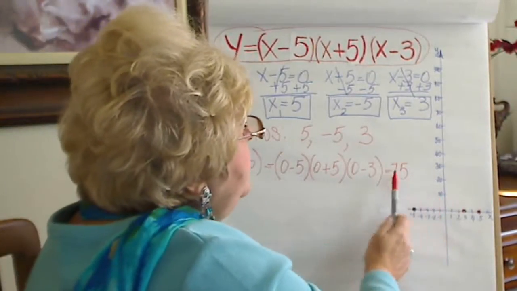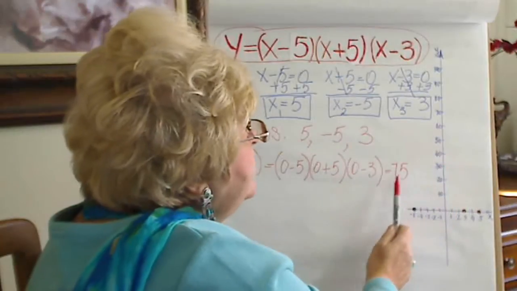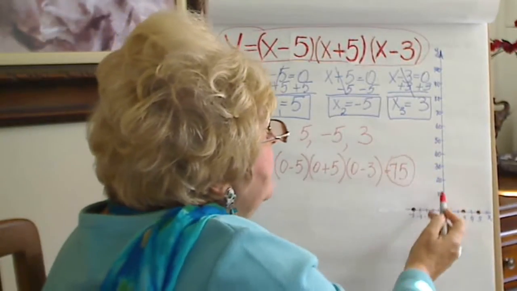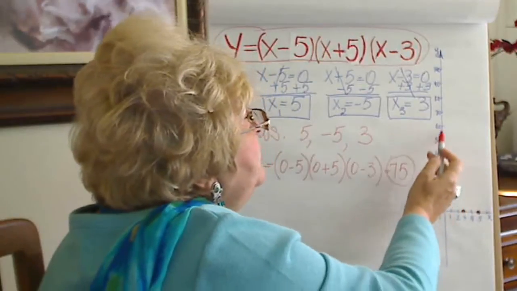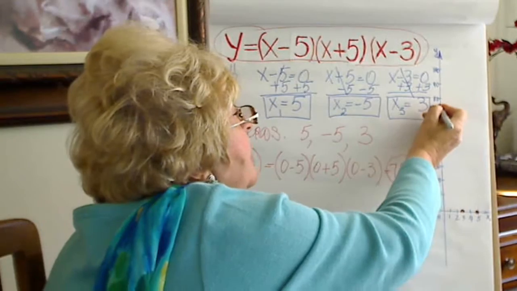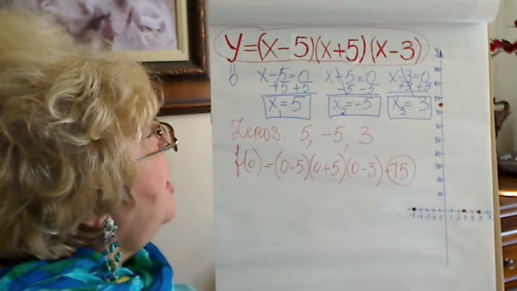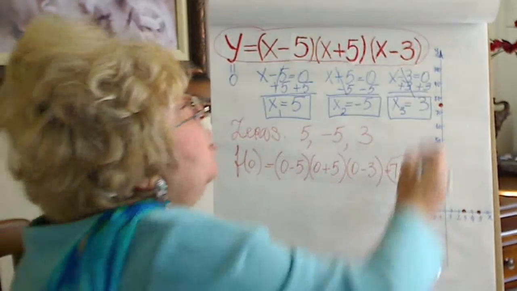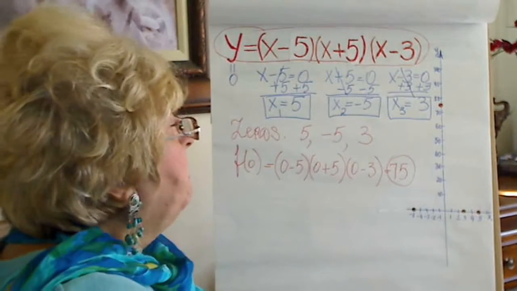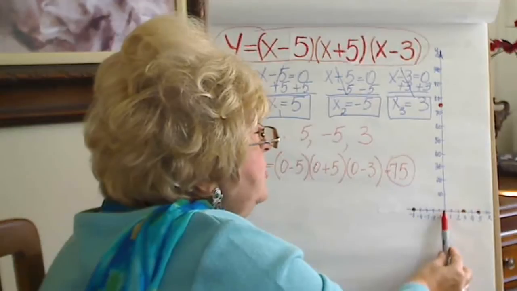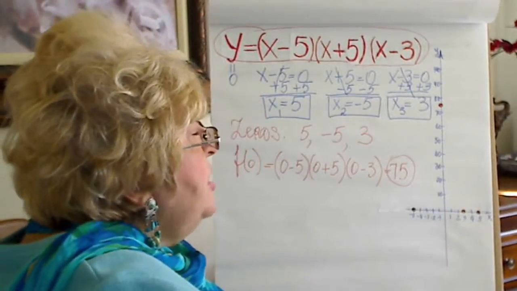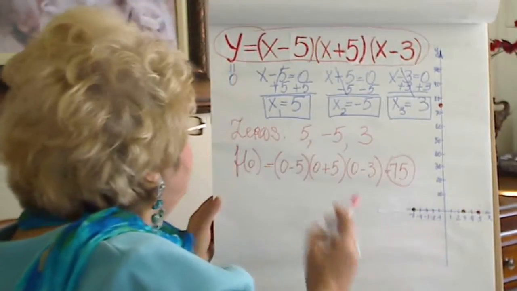So I will put y-intercept equals 75. 10, 20, 30, 40, 50, 60, 70, 75. I know that my graph will cross the y-axis at this point. Right now I have something between 0 and negative 5. I can plug any number. Let me plug negative 3.